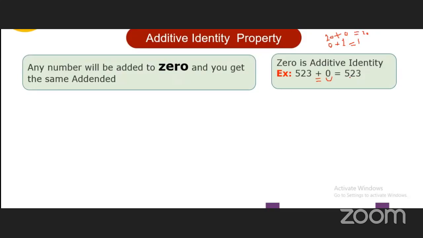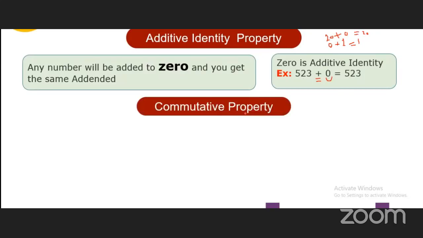So the second property is the commutative property. What is the meaning of the commutative property? If you have 3 and I have 2, 3 what and 2 what?